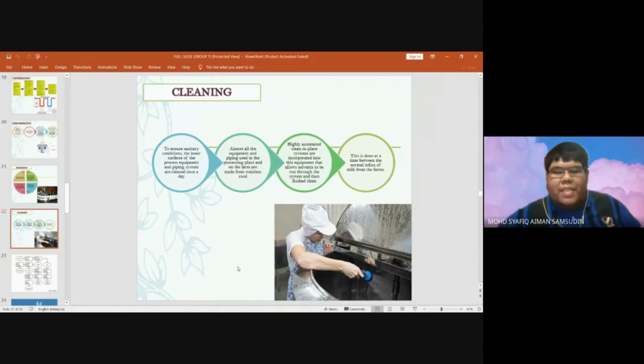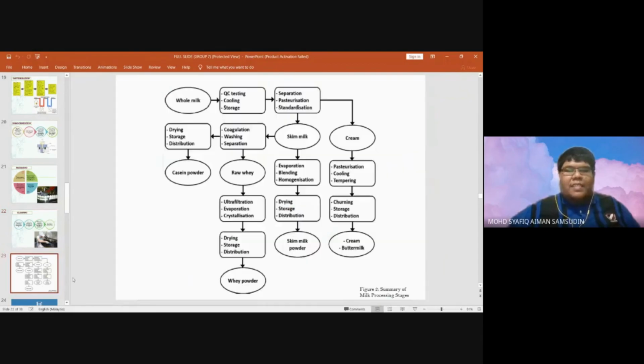And next, after the milk processing stage is finished, the equipment is cleaned. The aim of this cleaning process is to ensure sanitary condition on the inner surface of the equipment and the piping system. This is the summary for the milk processing stage.